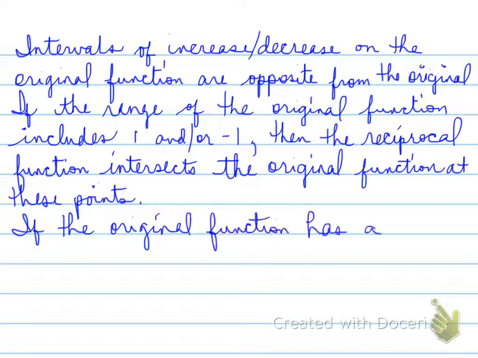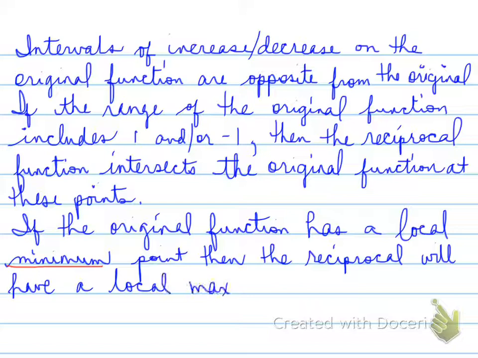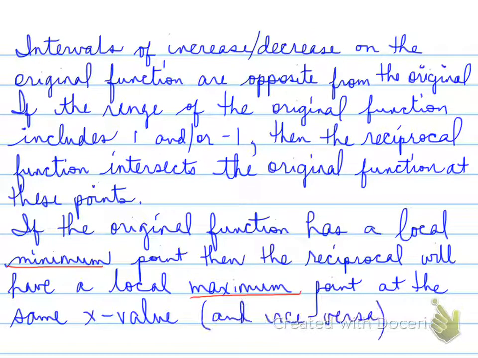If the original function has a local minimum point, then the reciprocal function will have a local maximum point. And this works both ways. If the original function has a local maximum, then the reciprocal function will have a local minimum. So I'm just going to rewrite those there for you. But remember that it's not the x value that changes, it's only the y value. So we're looking at reciprocals of those values and what happens.